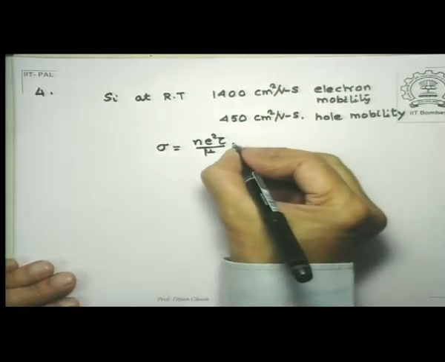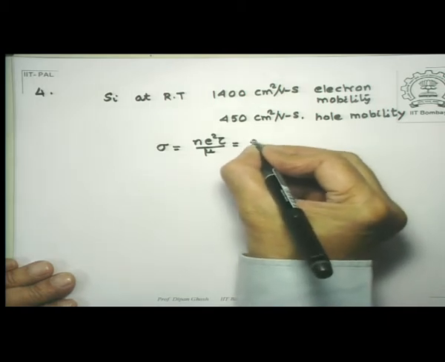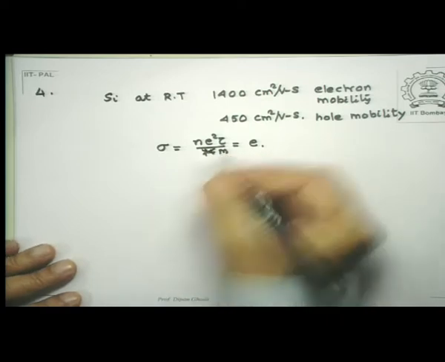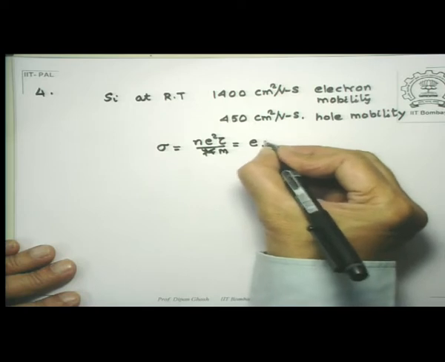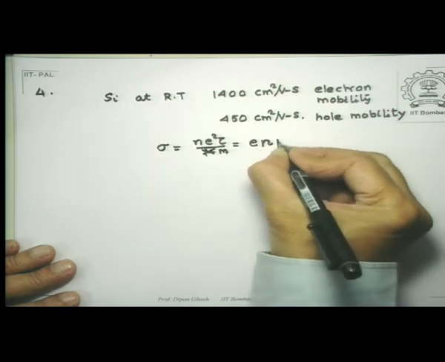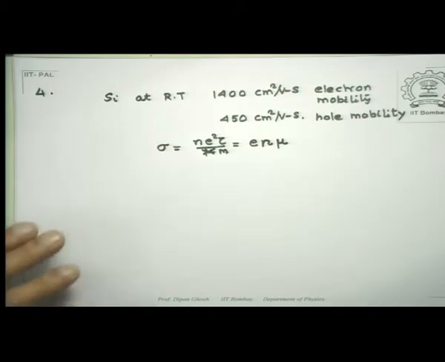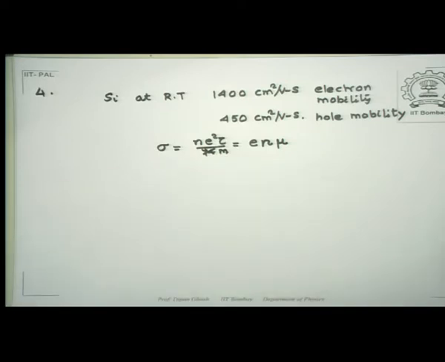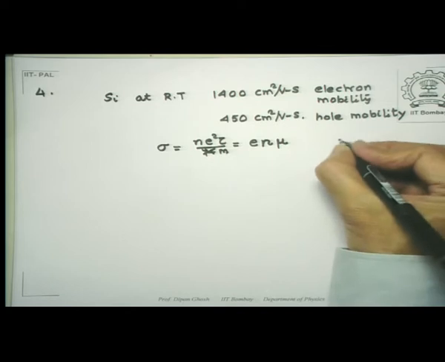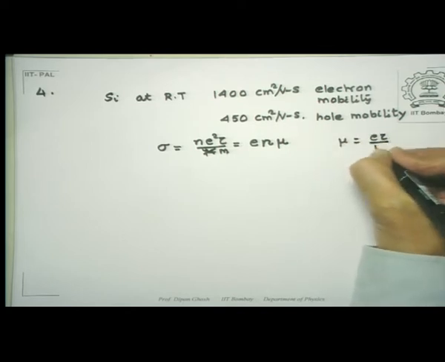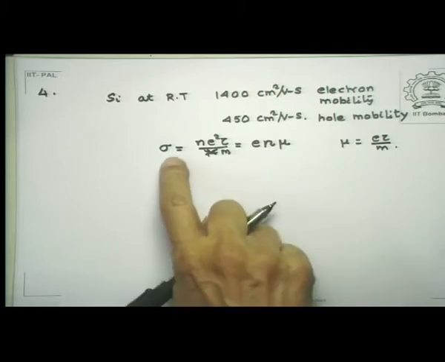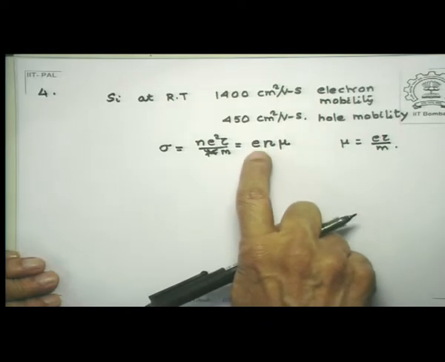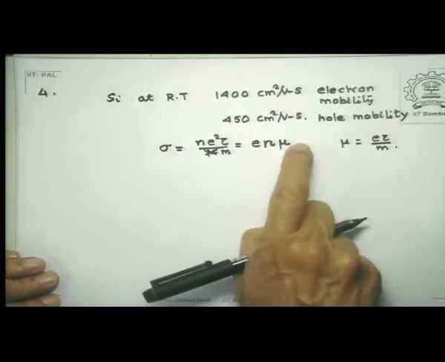So this is, if you pull out E there, you find this is ne²τ over m. So this turns out to be E times n times μ. And that is just taking my expression from here, that my μ is given by Eτ over m. So notice that the conductivity has a simple relationship with the mobility, which is simply the electronic charge multiplied by the number density times the mobility.